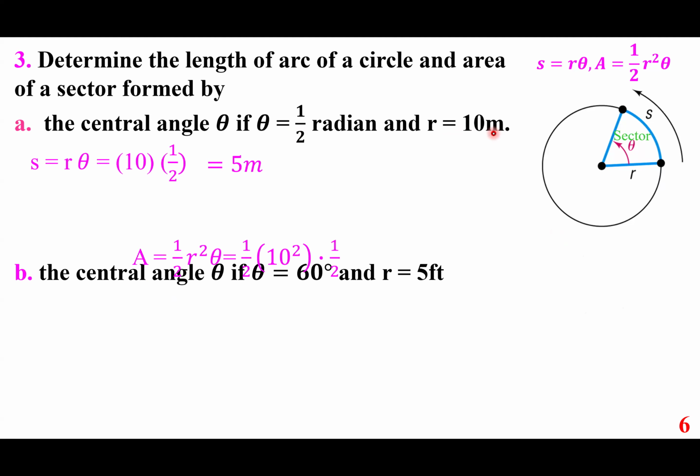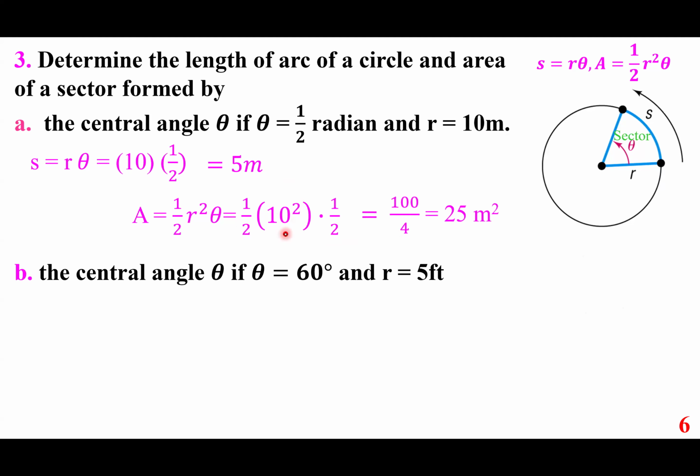Area is 1/2 r squared theta. So 1/2 r squared theta, which is 1/2 times 100 times 1/2. So this is 100 divided by 4, which is 25. The units of the area are meters squared.